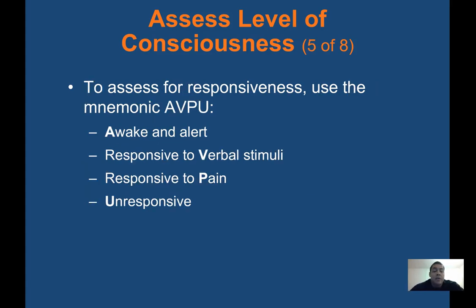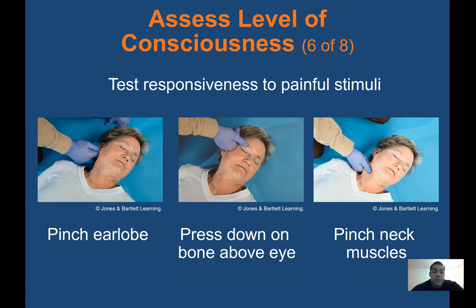To assess for responsiveness, use the mnemonic AVPU. Awake and alert, responsive to verbal stimuli, responsive to pain, which is a sternal rub or a shoulder pinch, and then unresponsive. These are also different ways to test responsiveness to painful stimuli: you can pinch the earlobe, press down on the bone above the eye, or pinch the neck muscles.